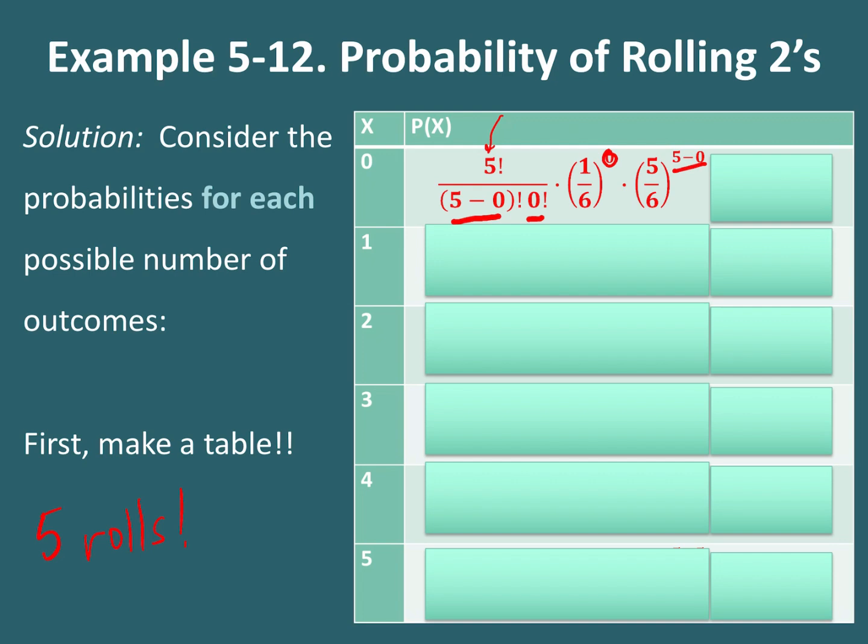Pause the video here, simplify this yourself, and see if you get the same result as I do. And you should get 0.4019.